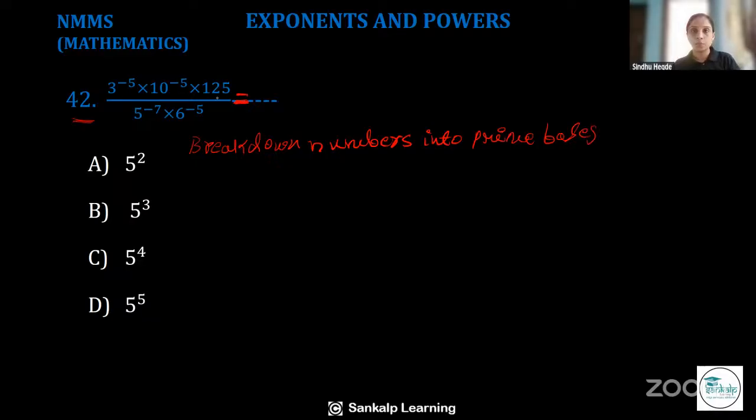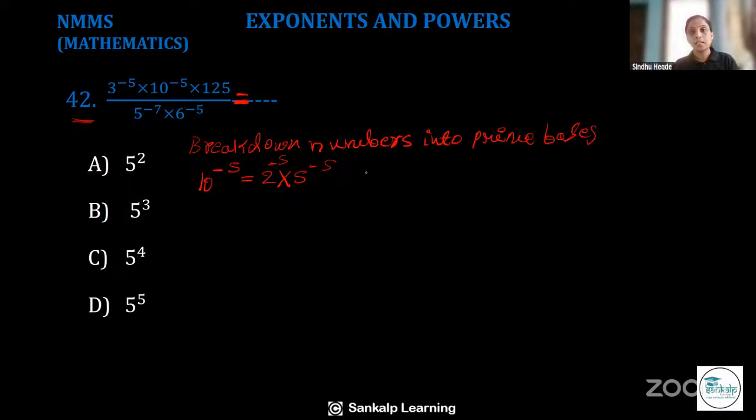Numbers means 125, then 10, 6, all are different. So break down those numbers as the same prime bases. Okay, try to break down those. First, we will break down this 10 raised to minus 5. So 10 is nothing but the product of 2 into 5 and minus 5 is there. So 2 raised to minus 5 into 5 raised to minus 5. It gives 10 raised to minus 5.